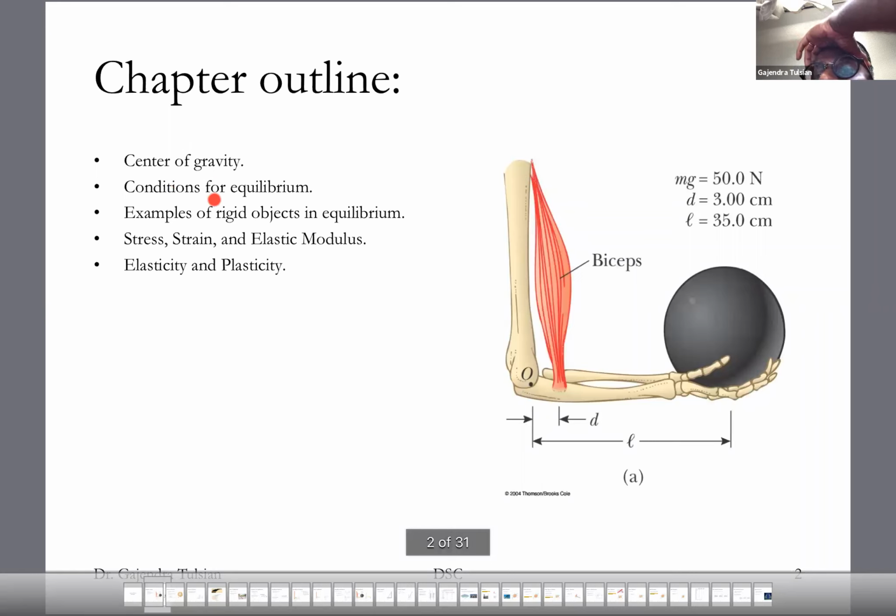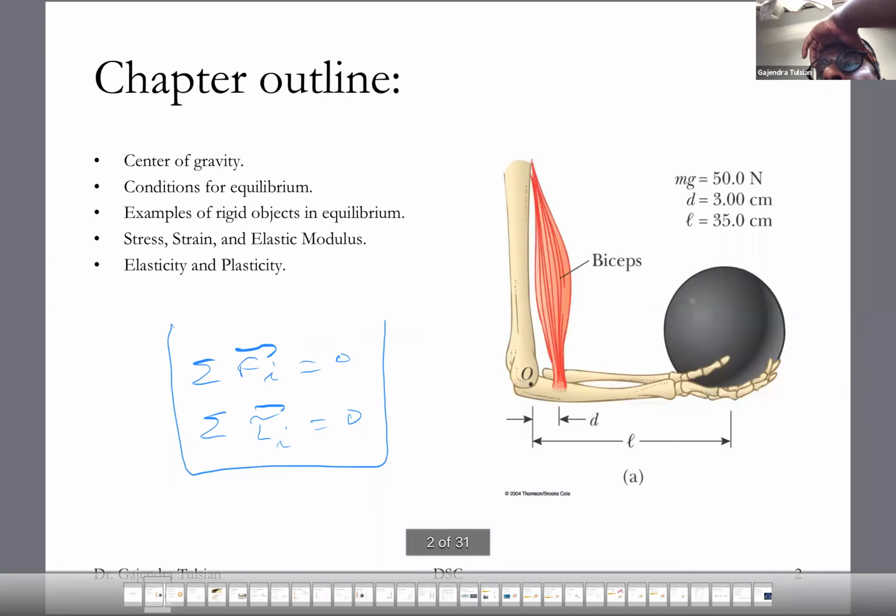So the two conditions for equilibrium, as we saw for extended objects, is the sum of the forces needs to be 0 and the torques of these forces need to add up to 0. Again, a whole course on statics will be based on just these two equations.